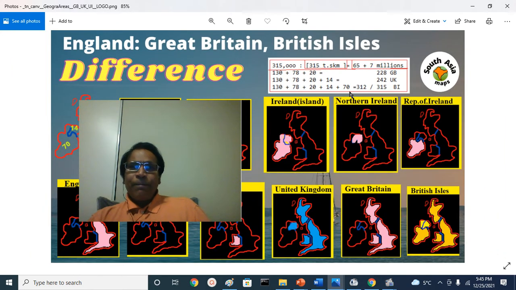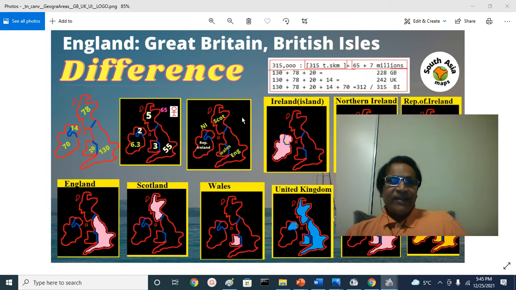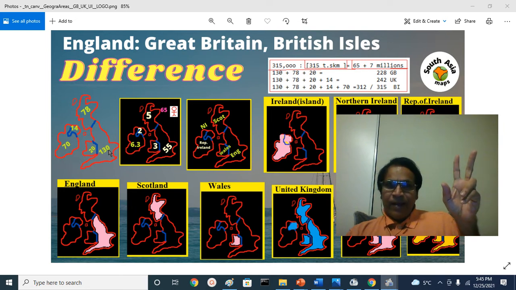Here I have given the populations as well as the areas. Remember, Sri Lanka is 65, where we started, right? These are the areas in thousand square kilometers. 130 is England, that is twice the size of Sri Lanka. A little more than Sri Lanka is Scotland, that is 78. And a smaller country, Wales, is 20. That is 130, 78, 20 becomes 228. So Great Britain, that itself is a bigger island with the three main countries, is 228.